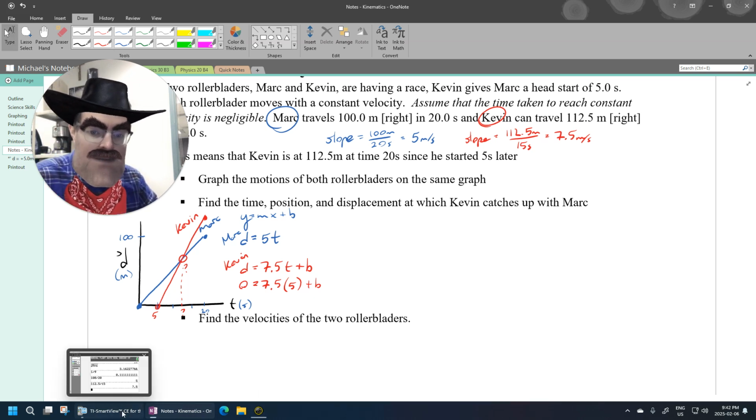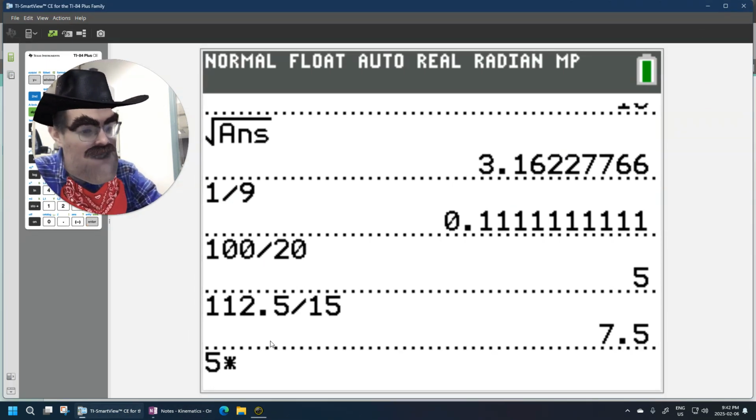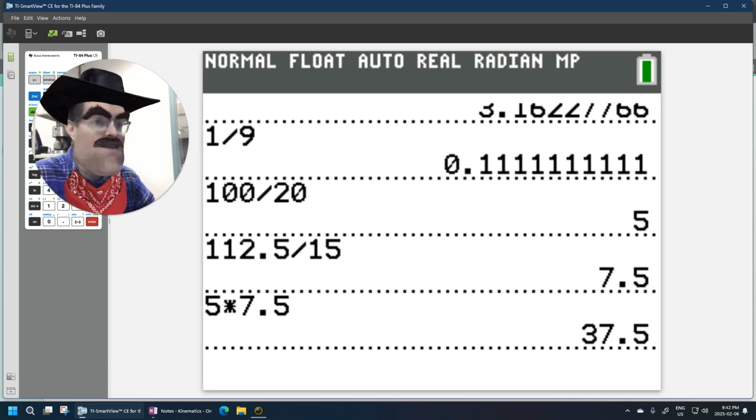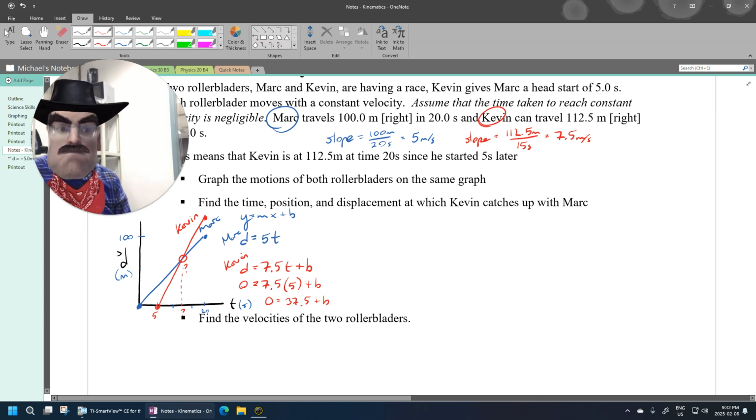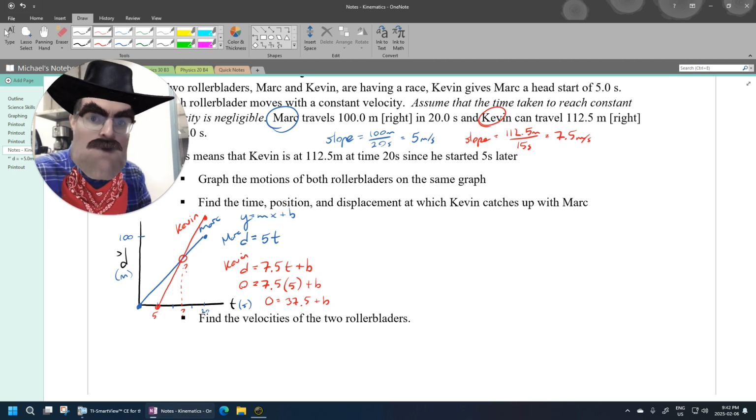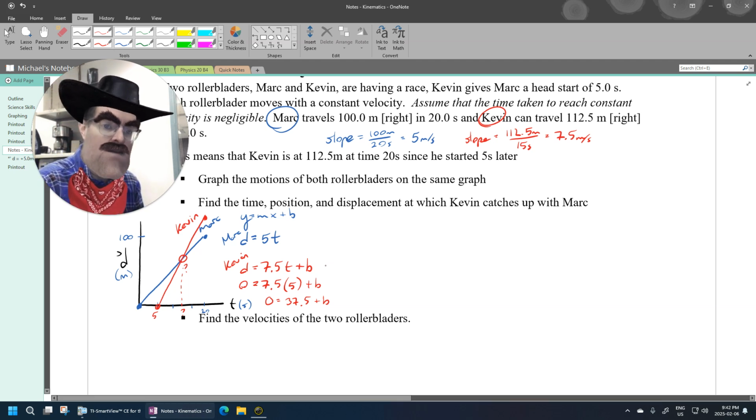So I go 5 times 7.5, and I get 37.5. Okay, I'm going to run out of space here, so I'll just put it right here. I get 37.5 plus b has to be 0. So that means b must be negative 37.5. So Kevin's equation here is d is equal to 7.5t minus 37.5.